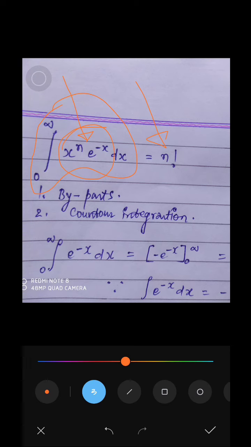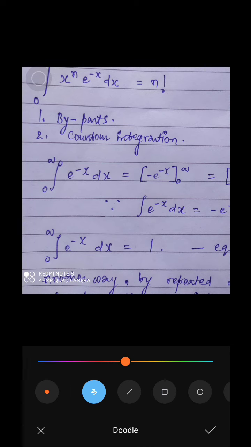I am going to prove this by two methods. One is by parts and another is the counter integration. By parts is going to be a separate video. In this video we will learn this by counter integration. Of course we are going to use the partial differentiation here, which is used in counter integration. So let's begin.